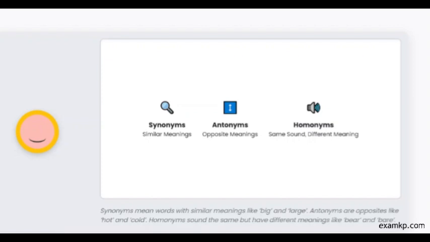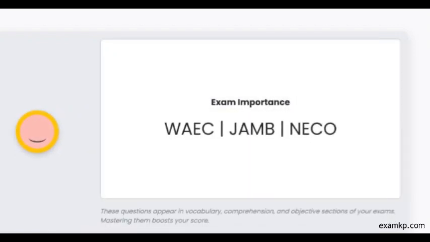When we talk about synonyms, we mean words that have the same or nearly the same meaning, like big and large. Antonyms are words that mean the opposite, like hot and cold. And homonyms, those are the tricky ones, are words that sound alike but have different meanings, like bear and bear. You'll see these types of questions in WAEC, JAMB, and NECO, especially in vocabulary, comprehension, and objective sections. So let's break each one down with examples you can relate to.